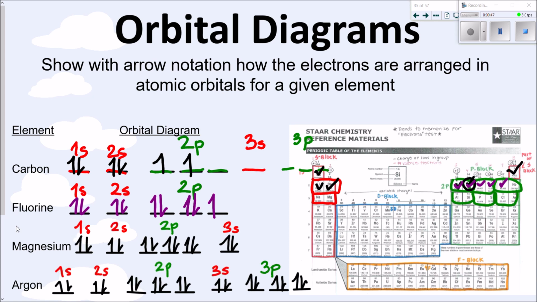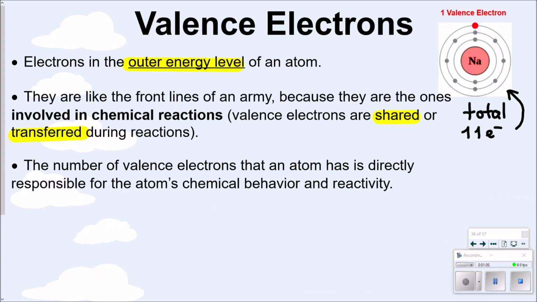Welcome back. Hopefully you have gotten these orbital diagrams for magnesium and argon. Now let's talk about valence electrons. They're electrons in the outermost energy level of an atom. They're like the front lines of an army because they're the ones involved in chemical reactions. Valence electrons are shared or transferred during reactions. The number of valence electrons that an atom has is directly responsible for the atom's chemical behavior and reactivity.